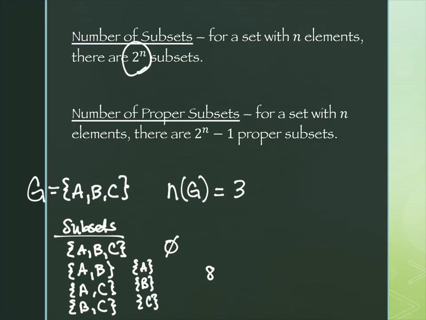We have 3 elements, right? What's 2 to the 3rd? 8. It's 8. So however many elements there are, the number of subsets is 2 raised to that power.